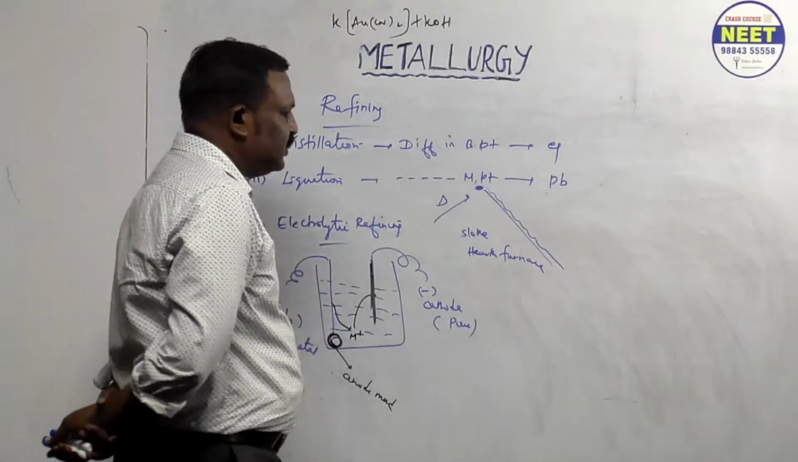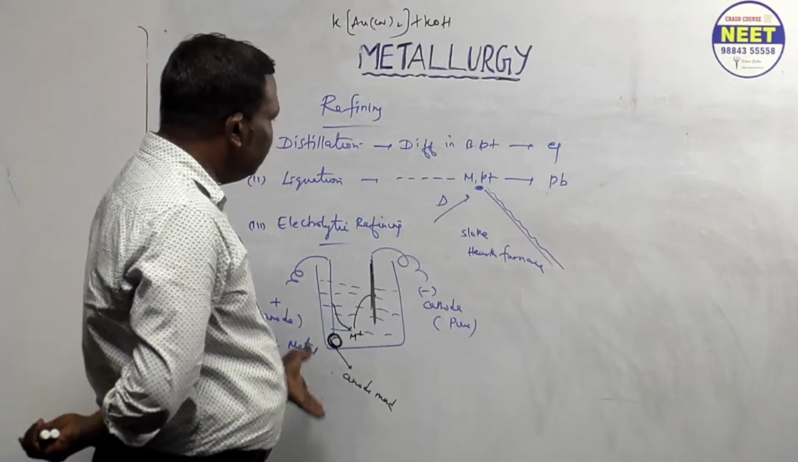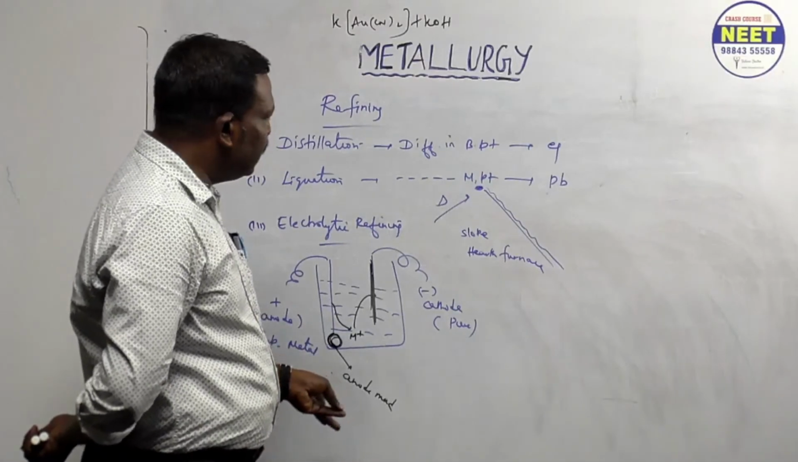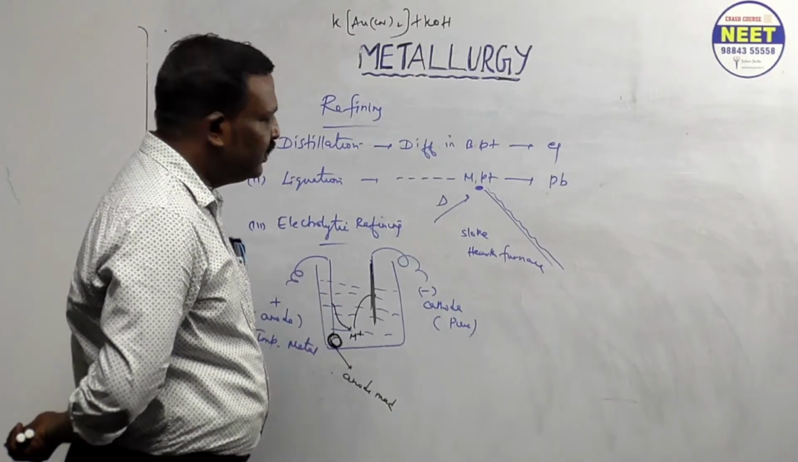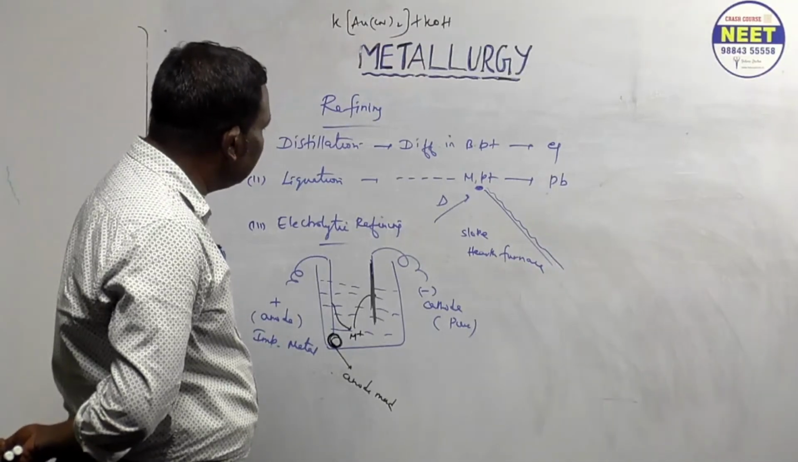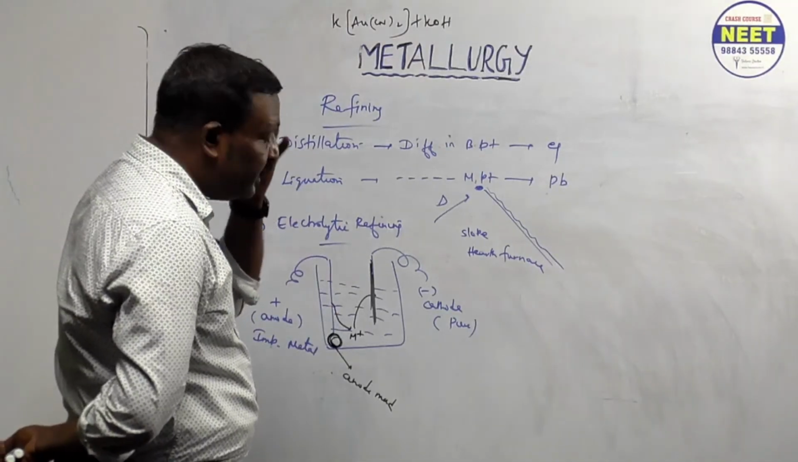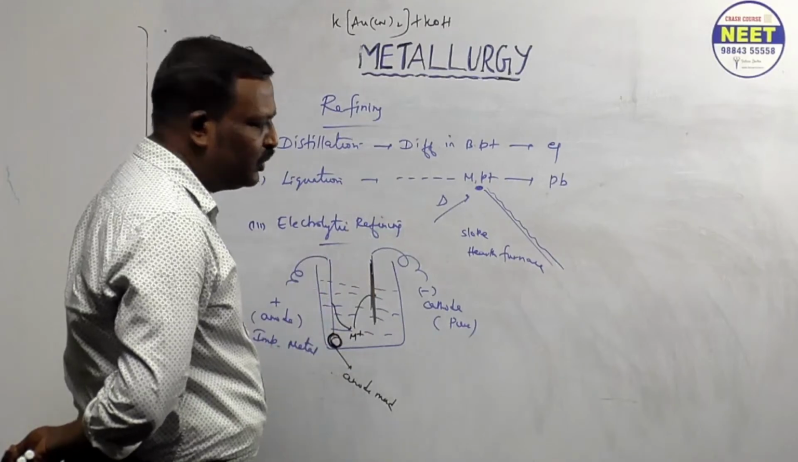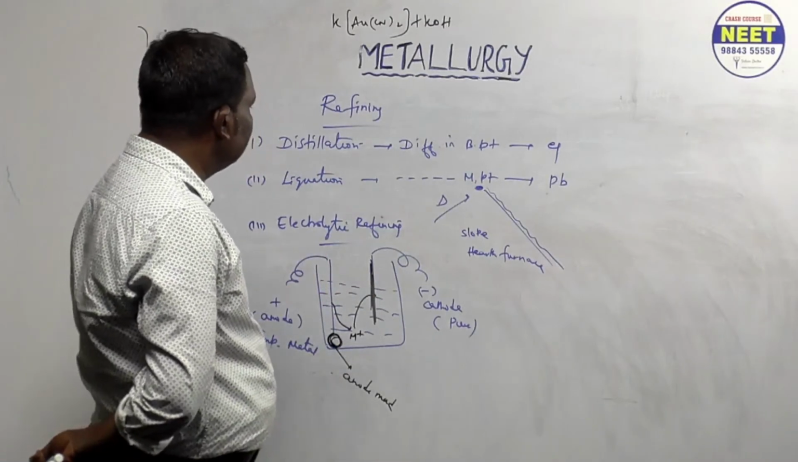Electrolytic refining. Mostly we can use it for zinc, copper, and so on. Highly reactive metals or medium reactive metals can also be refined by this method. Most metals can be refined by this method.